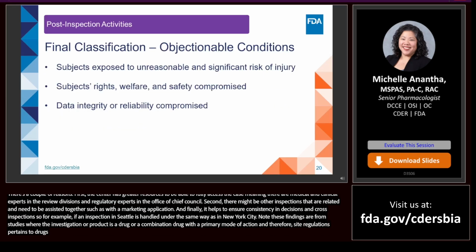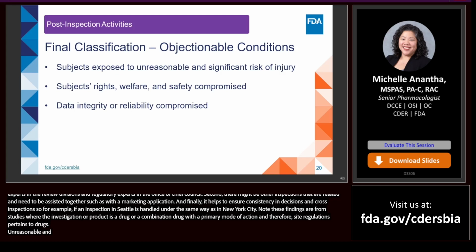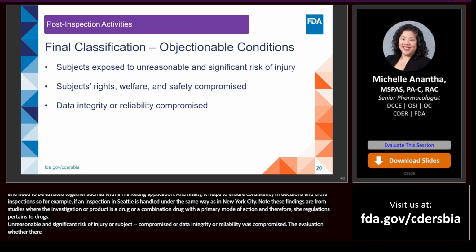When determining the final classification for the inspection, the center will evaluate whether there are objectionable conditions, meaning an evaluation of whether subjects were exposed to an unreasonable and significant risk of injury, and/or subjects' rights, welfare, and safety were compromised, and/or data integrity and reliability was compromised. The evaluation of whether there are objectionable conditions determines the final classification type, which is discussed on the next slide.